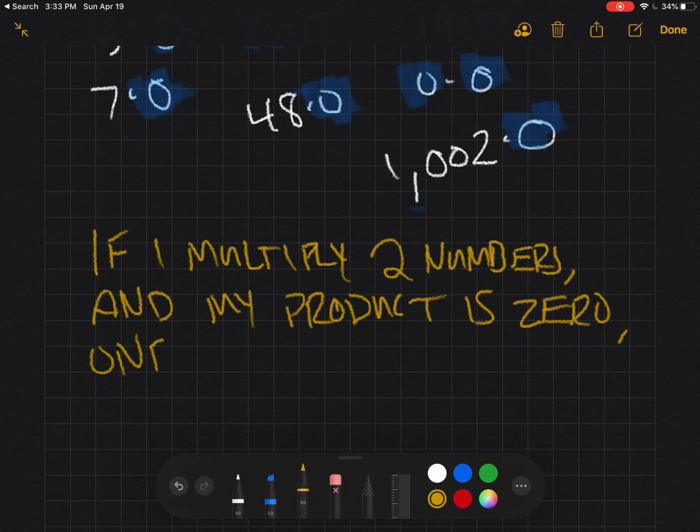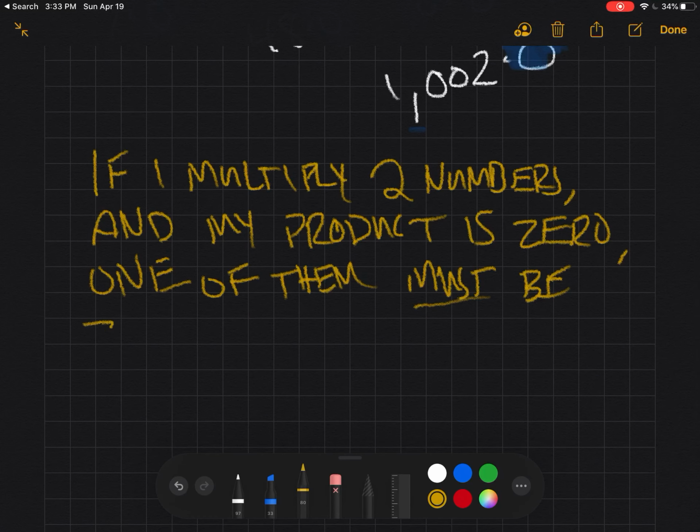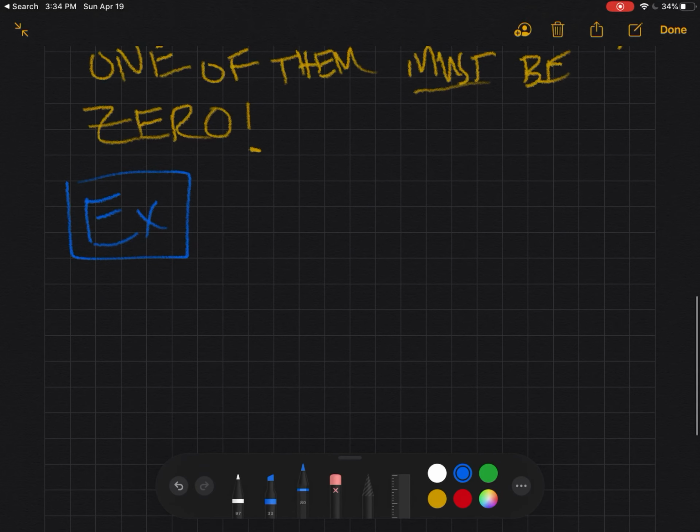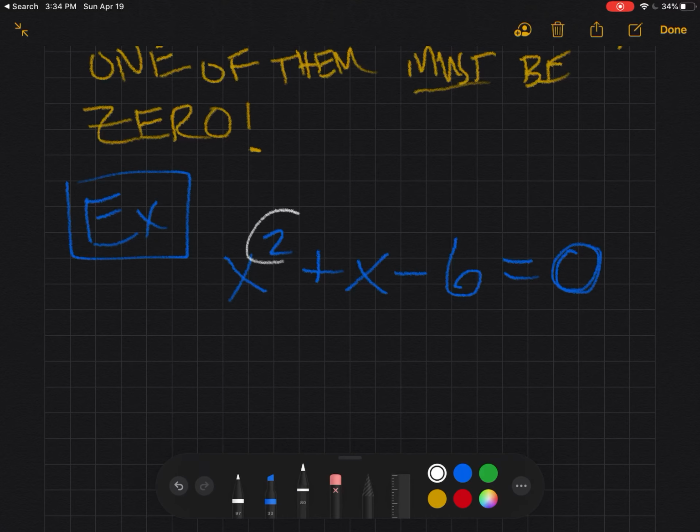If I multiply two numbers, and my product is zero, one of them has to be 0. One of them must be 0. And we use this fact to solve quadratic equations. So let's do an example.